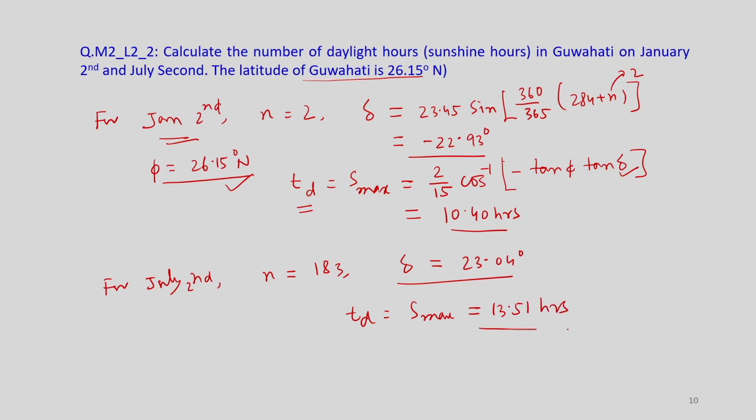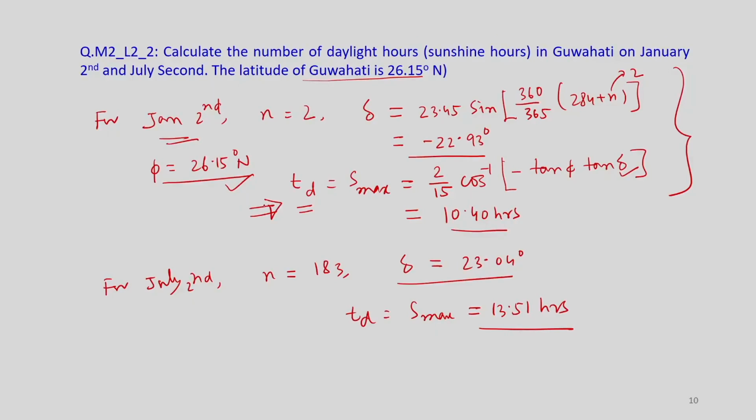and for this case TD or S max will be 13.51 hours, okay. So, in this problem what we have discussed is how to calculate this day length on a particular day, okay. So, for January 2nd the value is found to be 10.4 hours, and for July 2nd this TD or daylight hours is found to be 13.51 hours, okay. So, this is the procedure how to calculate the day length on a particular day, okay, and particular place, right.